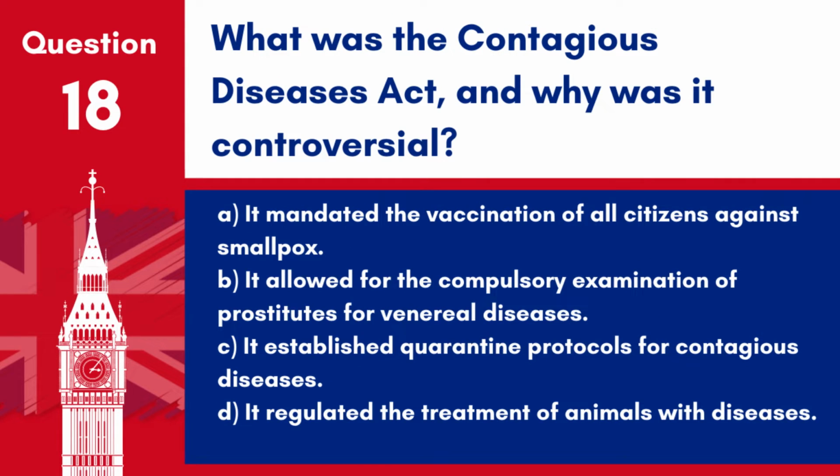Question 18. What was the Contagious Diseases Act and why was it controversial? A. It mandated the vaccination of all citizens against smallpox. B. It allowed for the compulsory examination of prostitutes for venereal diseases. C. It established quarantine protocols for contagious diseases. D. It regulated the treatment of animals with diseases.